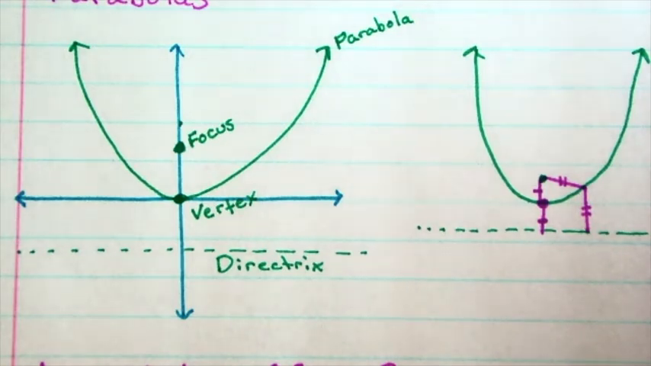So our next section is going to be about parabolas. When we talk about conic sections, we've already looked at circles. And the next one that we've had a lot of experience with is parabolas. Now, a lot of times when we look at a parabola, we think y equals x squared.